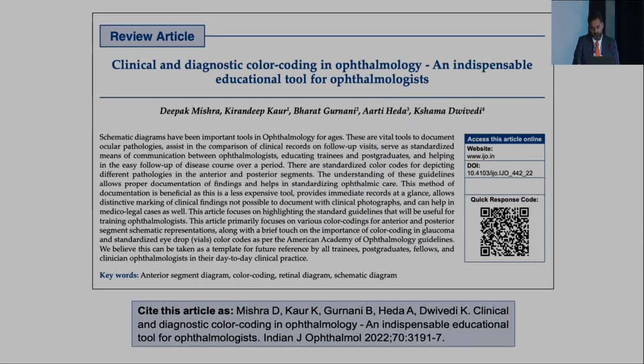And for all of this and more, there's a pretty good review article in the IJO, I think late 2022. It gives great pictorial representation of both anterior segment and posterior segment color coding. If you go through that, just look at the photos that the author has shown. They are self-explanatory. They tend to cover most things.